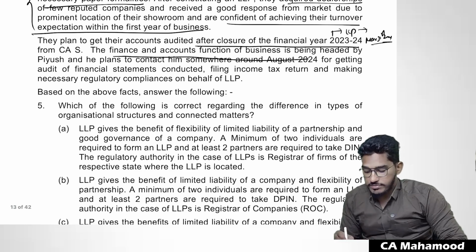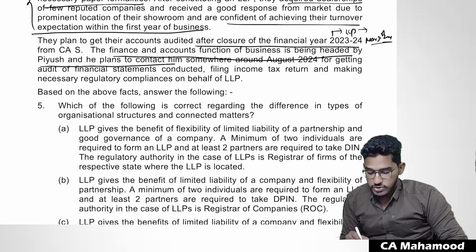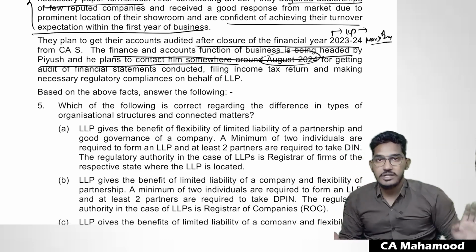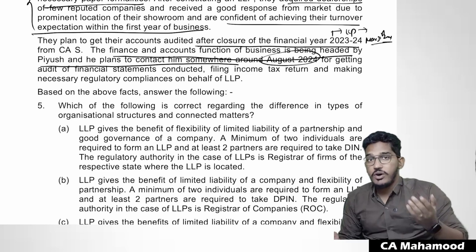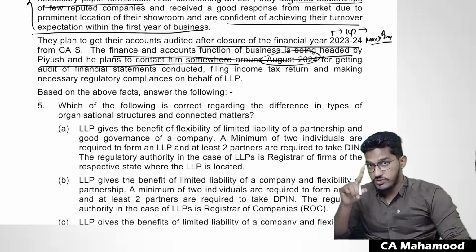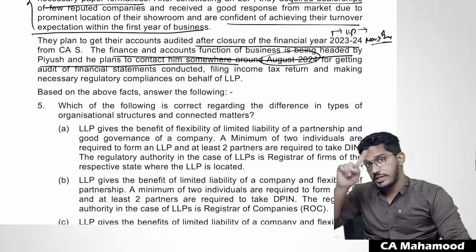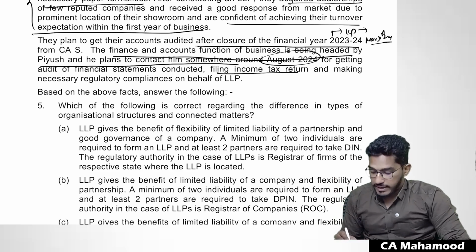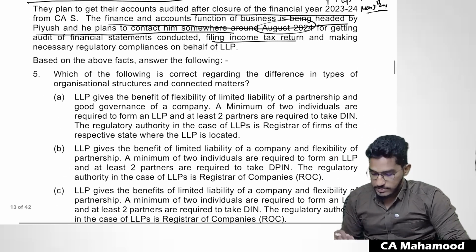The finance and accounts function of the business is being headed by Piyush, and he plans to contact the auditor somewhere around August after the closure of the financial year. But LLP rules say the auditor should be appointed at any point of time before the end of the relevant financial year, if it is the first auditor. If it is a subsequent auditor, 30 days prior to the end of the financial year. This is for getting the audit of financial statements conducted, filing the income tax return, and making necessary compliances.